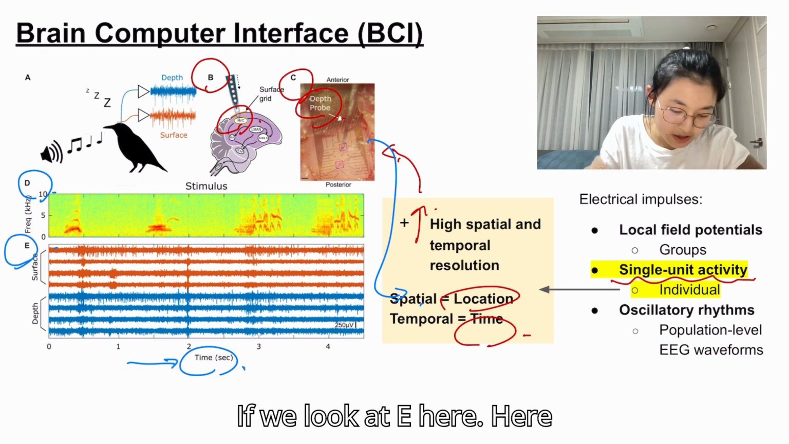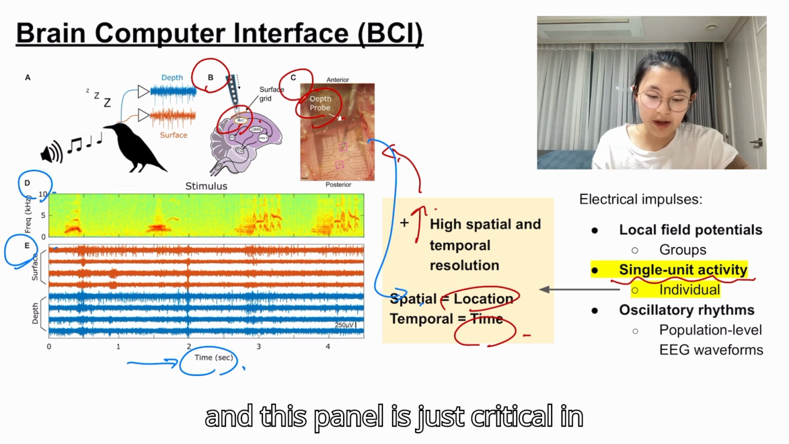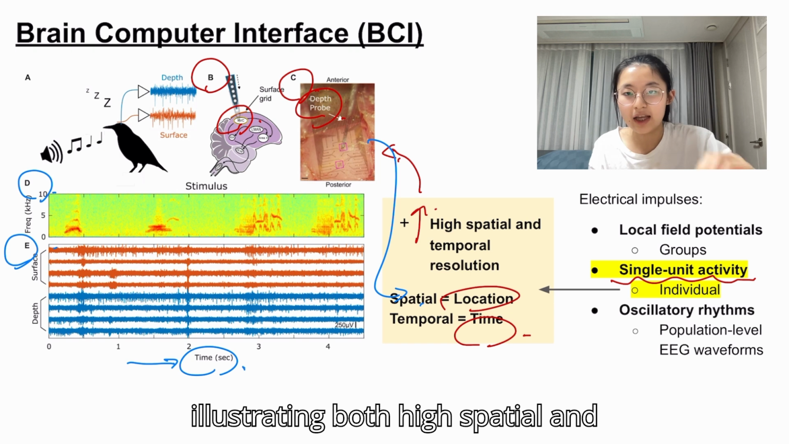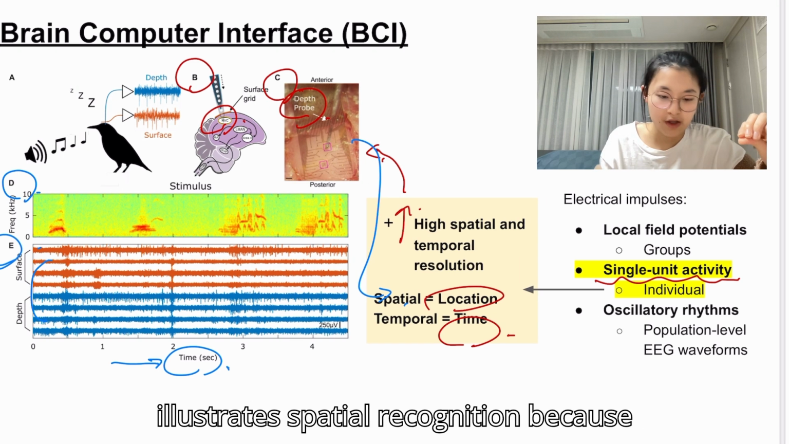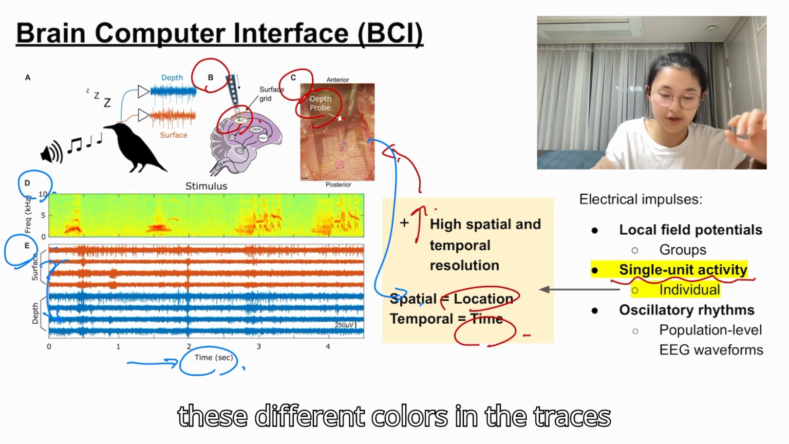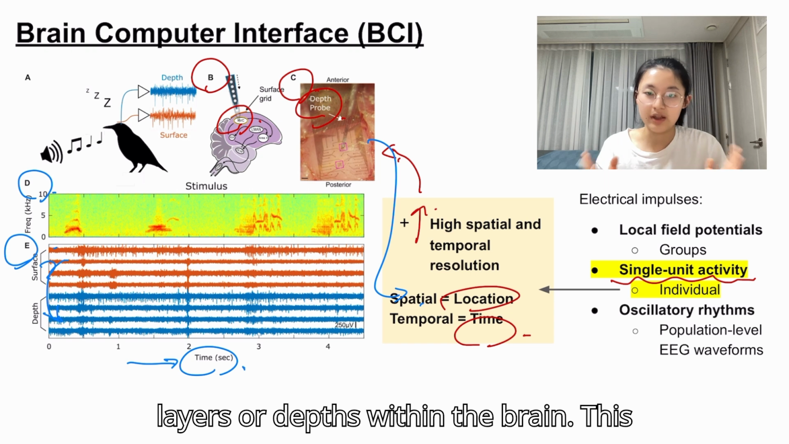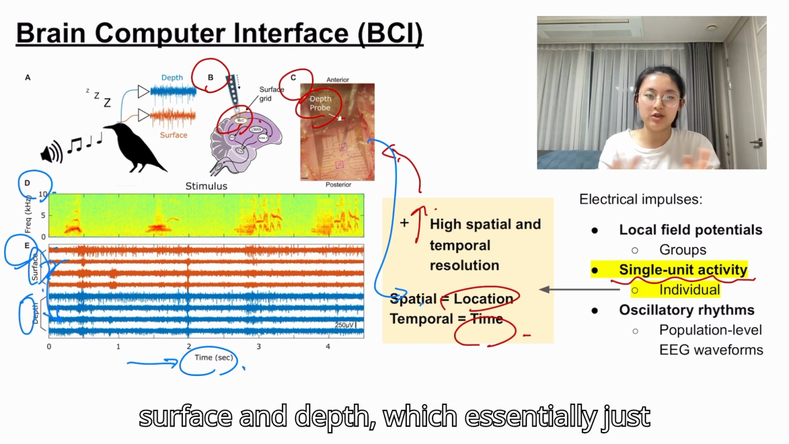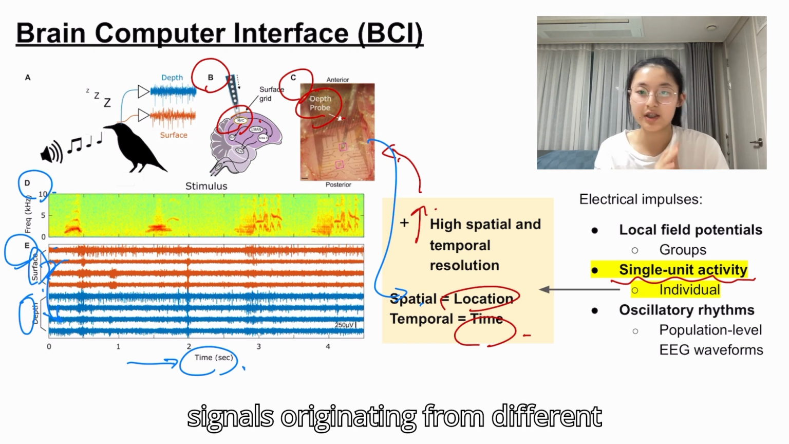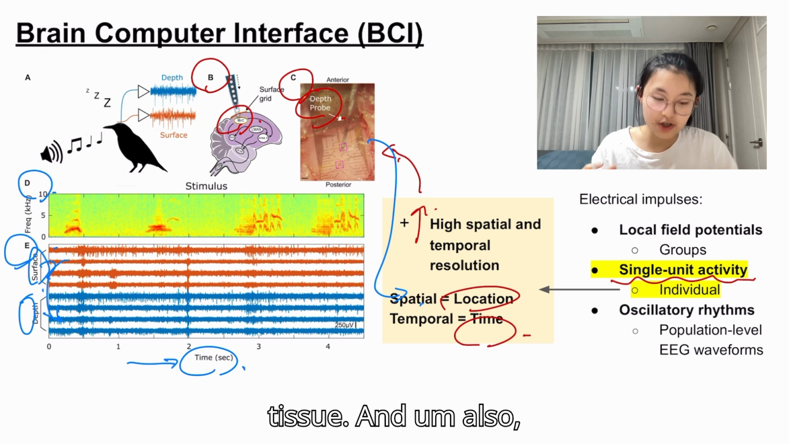If we look at E here, these are depth recordings, and this panel is critical in illustrating both high spatial and temporal resolution. It illustrates spatial resolution because these different colors in the traces represent the recordings from multiple layers or depths within the brain. This idea of measuring from the surface and depth demonstrates its ability to discern signals originating from different spatial regions within the same brain tissue.